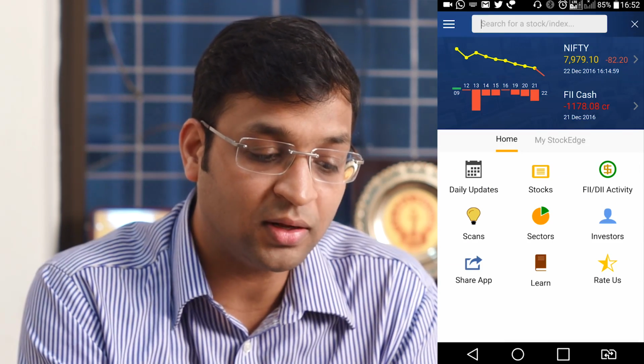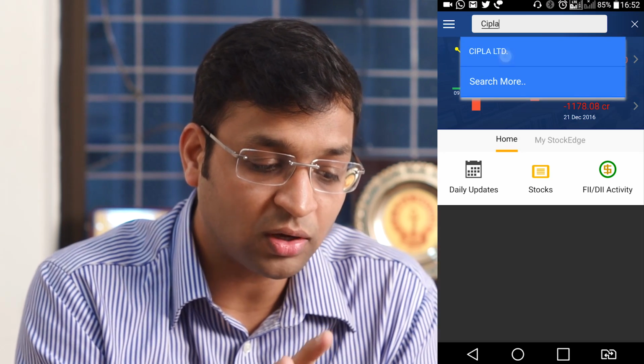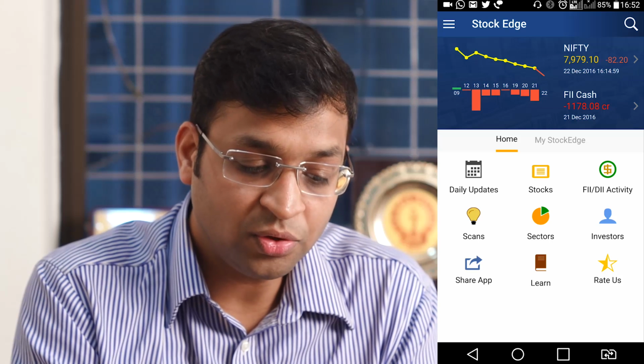On the top of the panel, we have given you the search framework where you can actually search for that particular stock and the stock will come up, or you have a stock icon here as well where you can put a particular stock name and you will get the stock straight out of it.